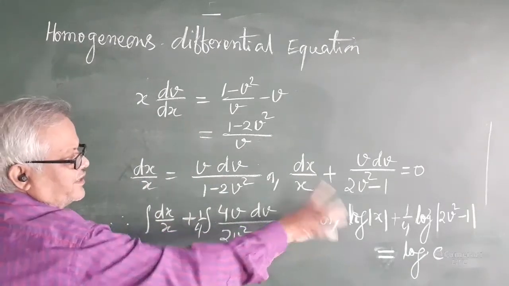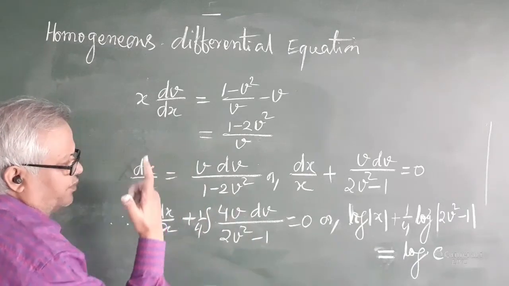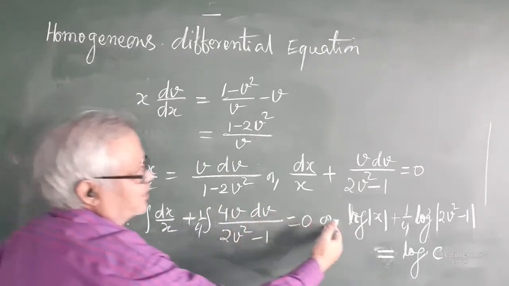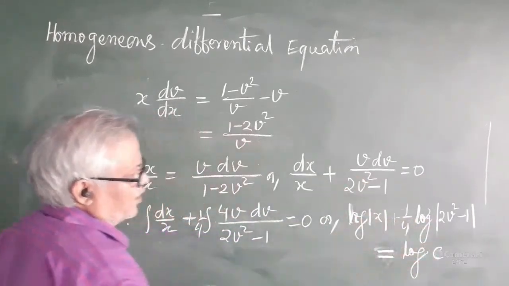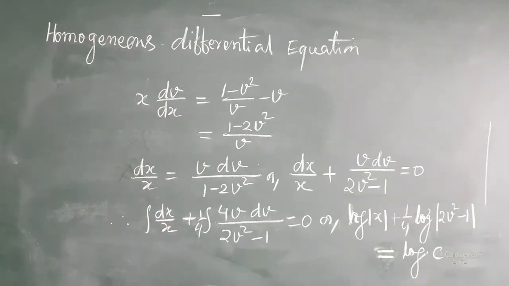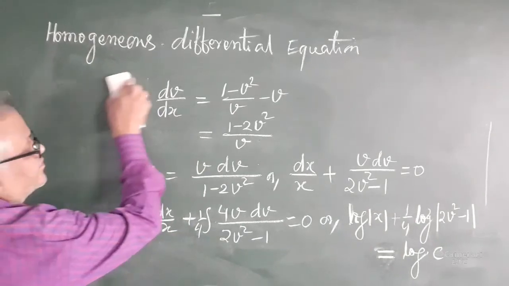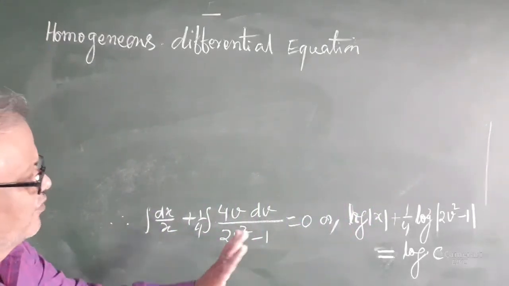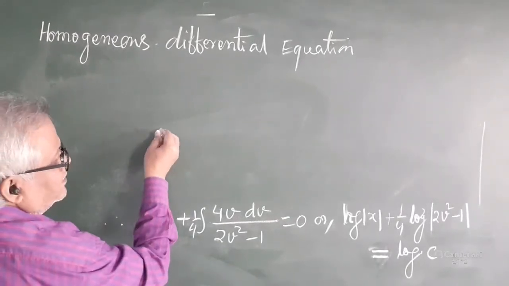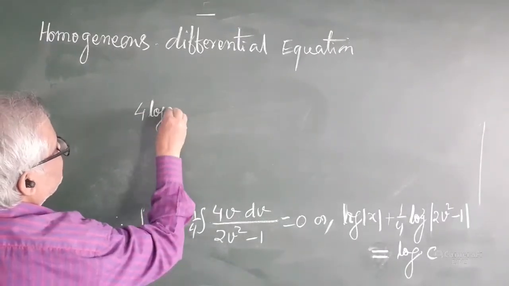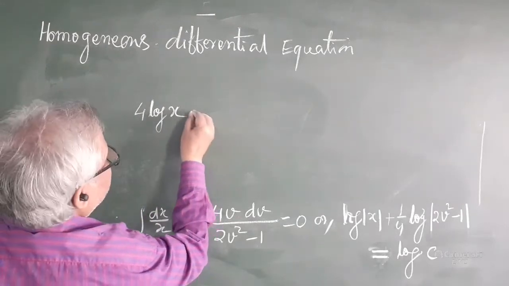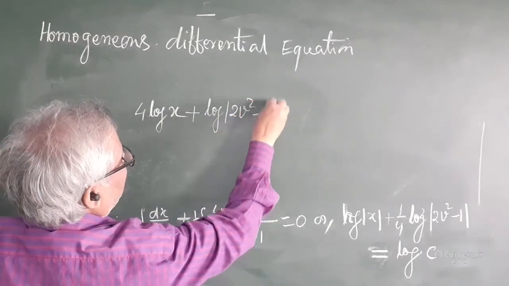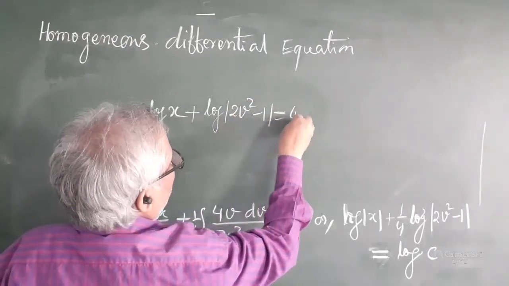dx by x has its integration log x. The derivative of the denominator is present in the numerator, so the integral of it will be log of the denominator, and since the two terms have come in the form of log, log c is considered as the constant of integration. Now simplifying, the integration has already been performed, now we only simplify it. So we have 4 log x plus log 2v square minus 1 is equal to 4 log c.